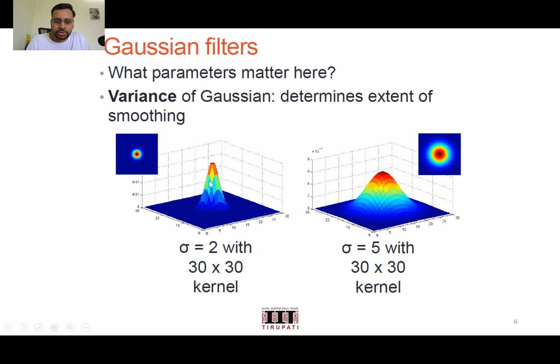Now we were plotting here for sigma equal to 2 versus sigma equal to 5, where you are using a 30 by 30 kernel. You could see 0 to 30, 0 to 30 here. As you could see, when your variance is small, these values are almost 0. On the other hand, it's spread over a lot more values here, and then this is becoming 0.